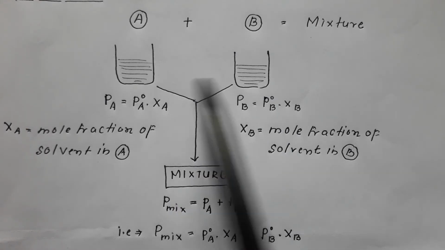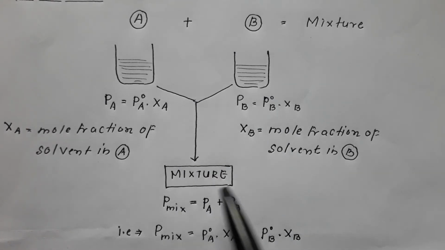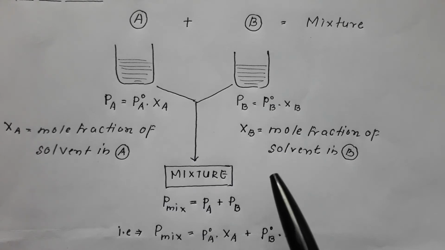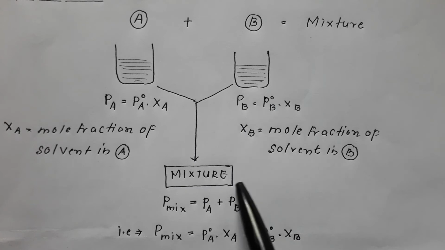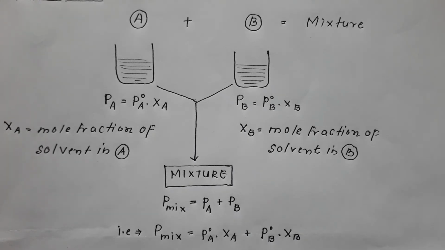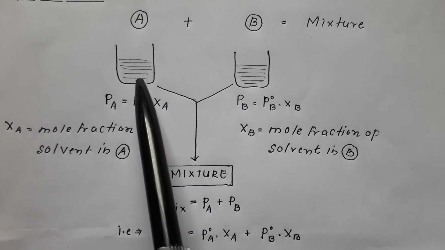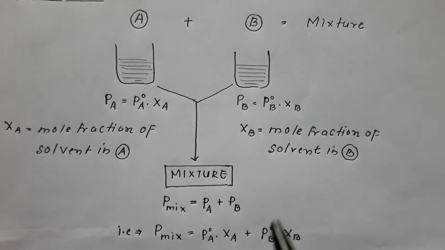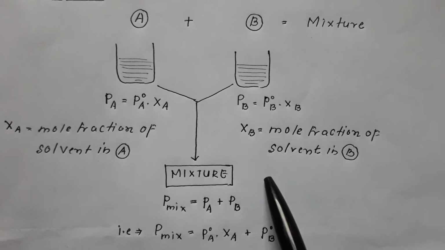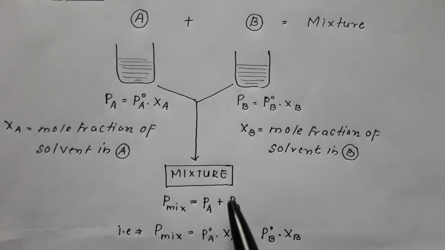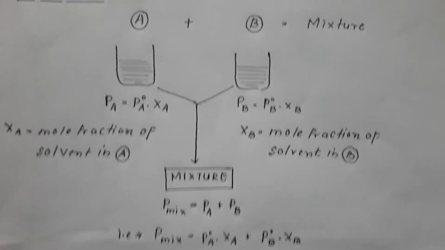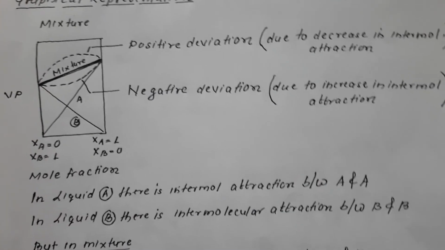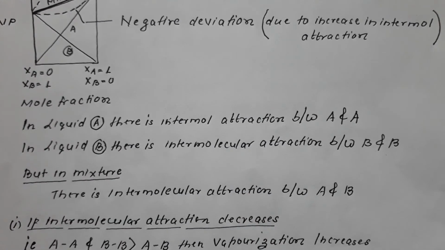But when the two are mixed together to form a mixture, then there is intermolecular attraction between A and B. So there is intermolecular attraction between particle A and A in case of A, between particle B and B in case of B, and now between A and B in case of the mixture. Now what happens to this intermolecular attraction? So let's proceed.